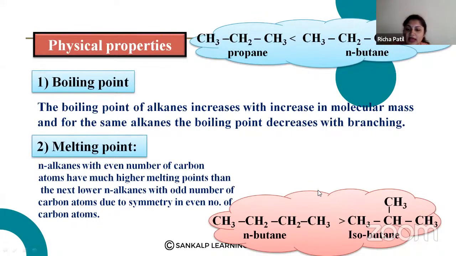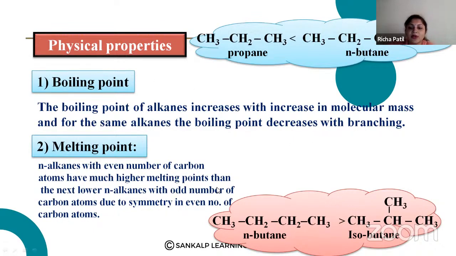here you can see your isobutane, right? Butane is in straight chain form. Whenever it is in straight chain, the boiling point will be more as compared to that of the branched chain, because as the branching increases, the boiling point will decrease. So for a straight chain, there will be an increase with the increase in molecular mass, and for the same alkanes, the boiling point will decrease with branching.